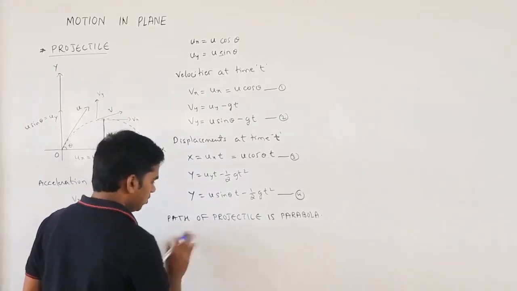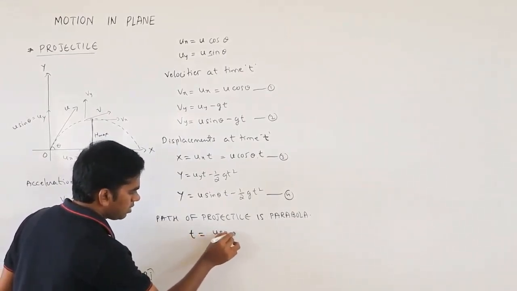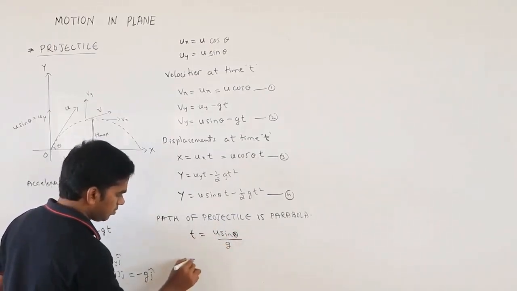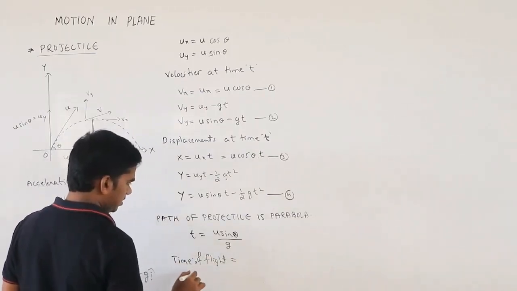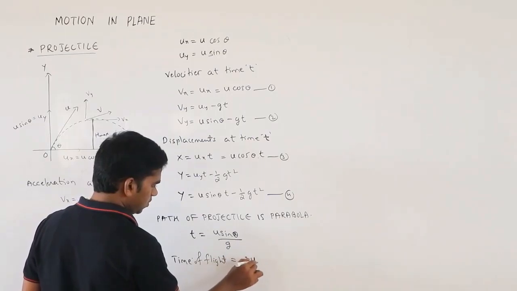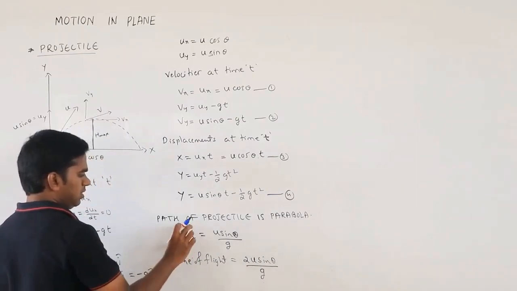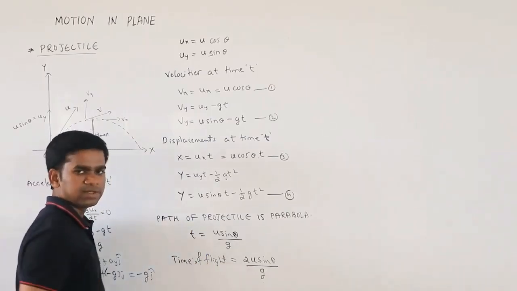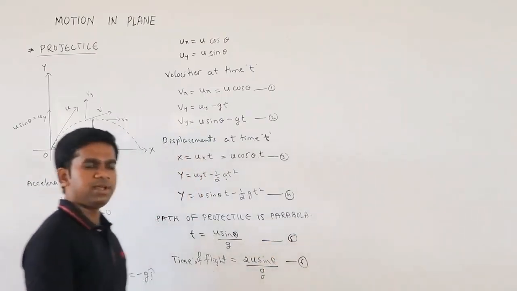We got two more equations. One is t equals u sin theta divided by g. That is not much important for us. What is important for us is time of flight. So time of flight is equal to 2u sin theta divided by g. This is the time taken to reach the maximum height, and this is the time of flight. So these two equations we got; I will write those also, equation 5 and equation 6.